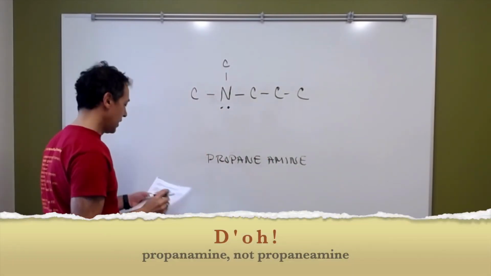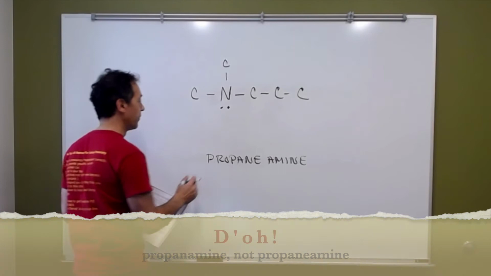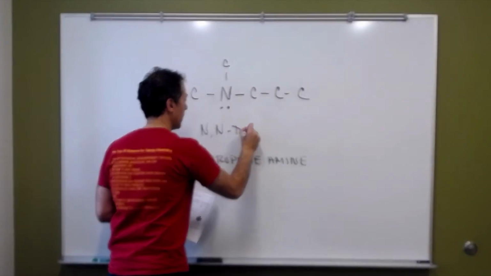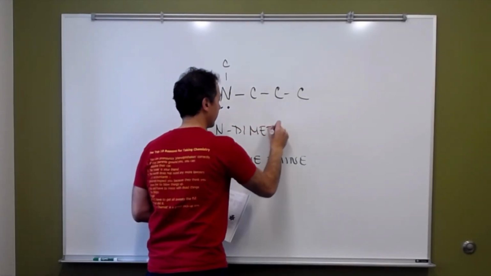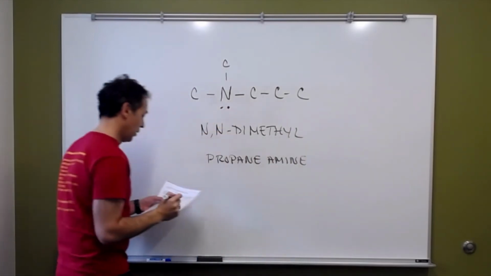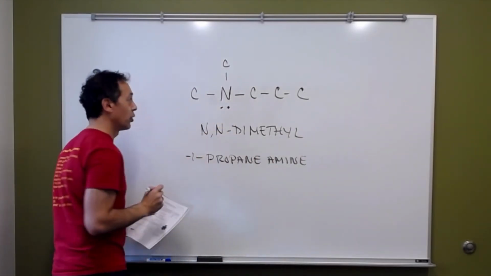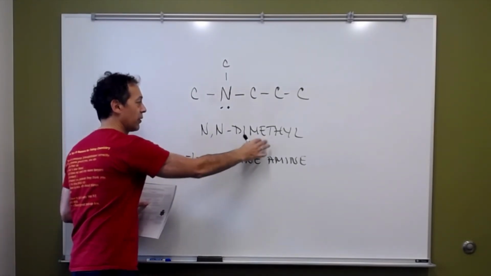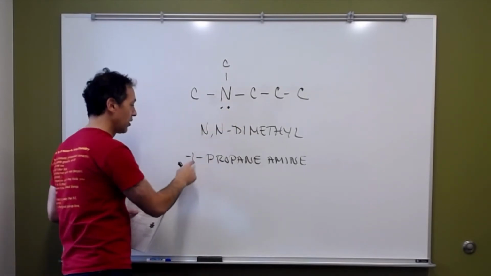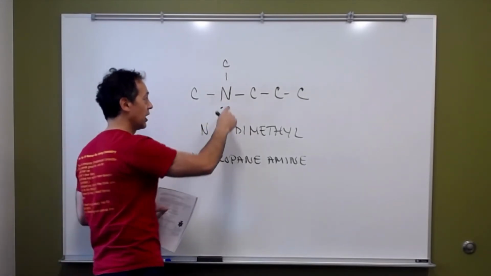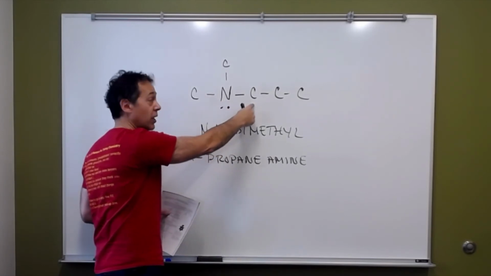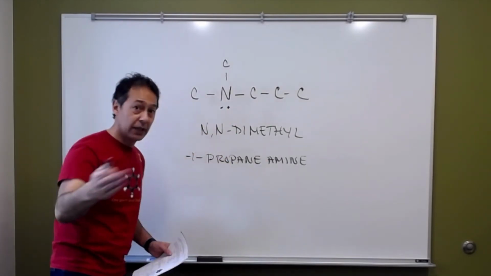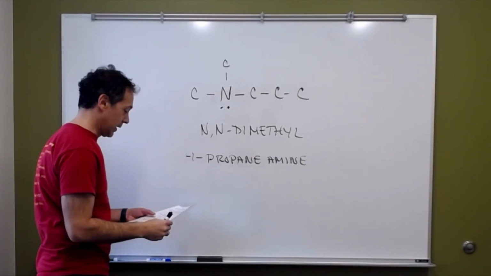Propanamine, and we have here a couple of methyl groups coming off of it. And so we would say N,N-dimethyl-1-propanamine. Okay, so the N,N is telling us that the methyl groups are attached to the nitrogen, and then the 1-propan is telling us that this nitrogen is attached to the first carbon of the propane group here. And then the whole thing is an amine because we have that nitrogen coming off of there like that.